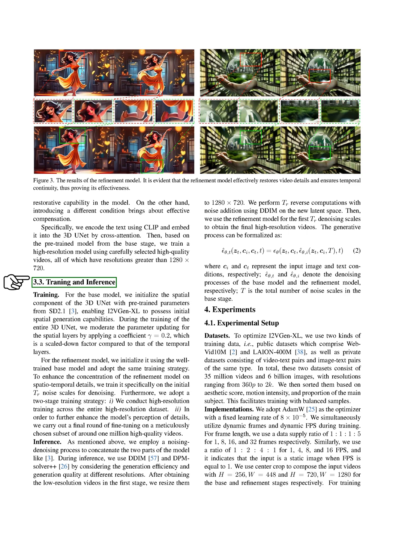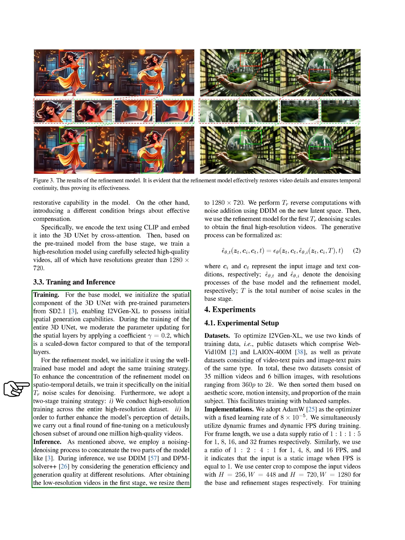Let's discuss the training and inference process of our model. We start by initializing the spatial component of our 3DU-Net model with pre-trained parameters from SD 2.1. This gives our model, I2VGen-XL, an initial ability to generate spatial data. During the training of the entire 3DU-Net, we control the parameter updates for the spatial layers by applying a coefficient, which we'll call gamma, set to 0.2. This is a scaled-down factor compared to that of the temporal layers.